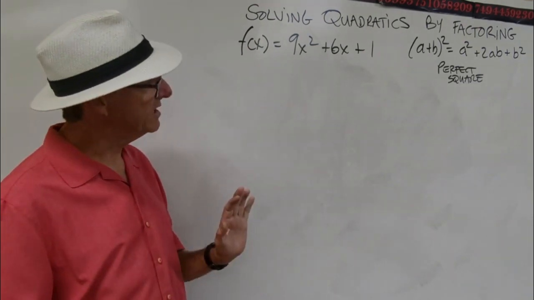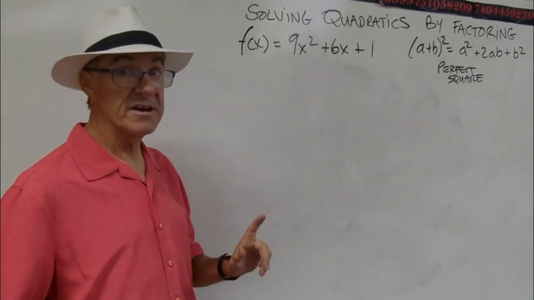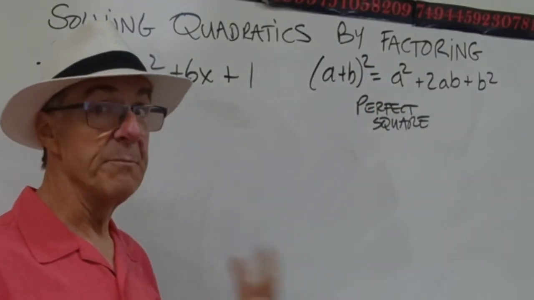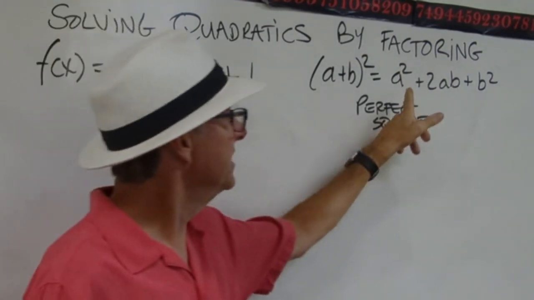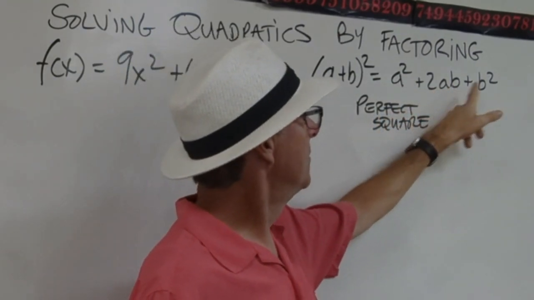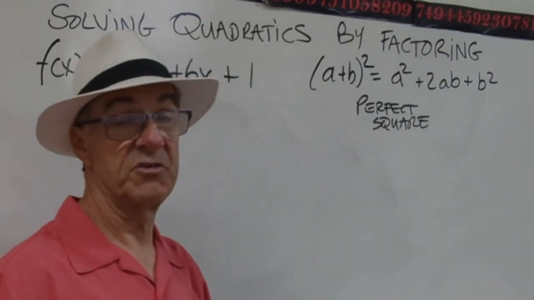Might not look like it, but we're going to rewrite it in a minute and you'll see that it is a perfect square. The pattern is, if you have (a plus b) squared, in other words, one thing plus another in brackets squared, the result is going to be first thing squared plus twice first thing times second thing plus second thing squared. And this is called a perfect square.